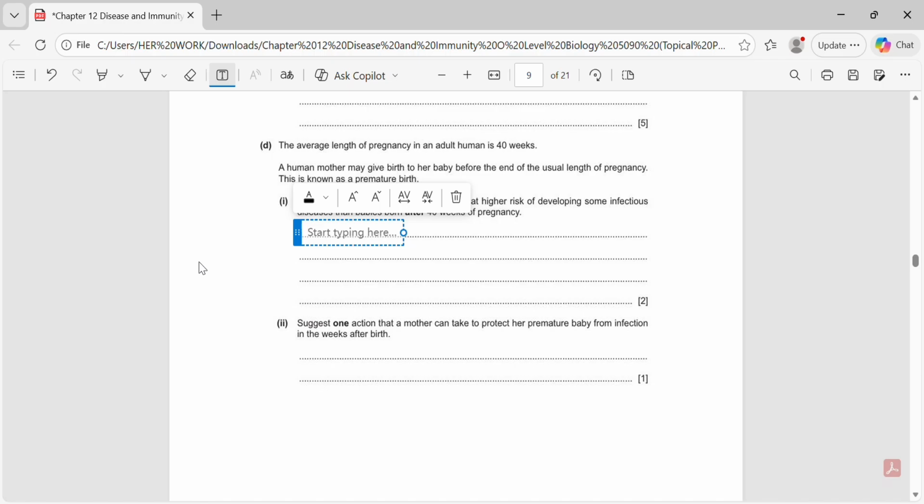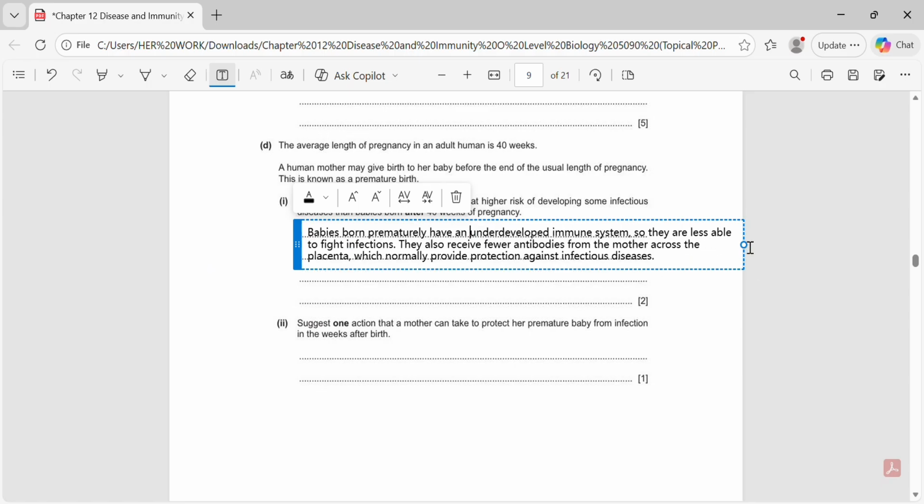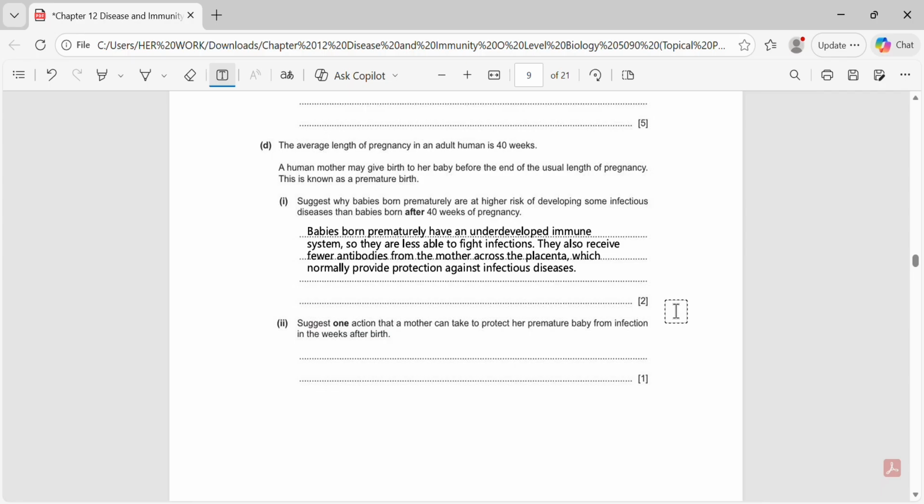And, here, we would write, babies born prematurely have an underdeveloped immune system, so they are less able to fight infections. They also receive fewer antibodies from the mother across the placenta, which normally provide protection against infectious diseases. This is because premature babies have less developed immune systems, for example, fewer white blood cells and less mature immune responses. So, they receive fewer maternal antibodies, or the passive immunity via the placenta, as most antibody transfer occurs during the final weeks of pregnancy. And, the skin and mucous membranes, which serve as physical barriers, may also be underdeveloped.